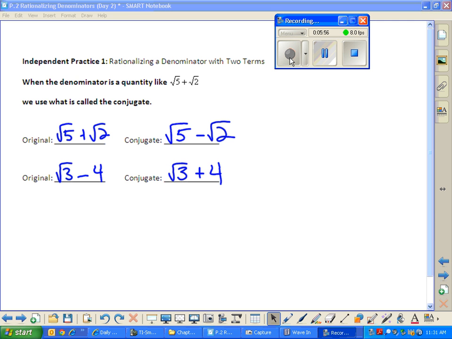Okay. So bird's eye view on that looked pretty good. The conjugate of the square root of 5 plus the square root of 2 is the square root of 5 minus the square root of 2. And then the conjugate for the square root of 3 minus 4 is just the square root of 3 plus 4.